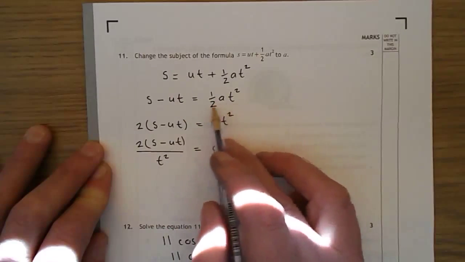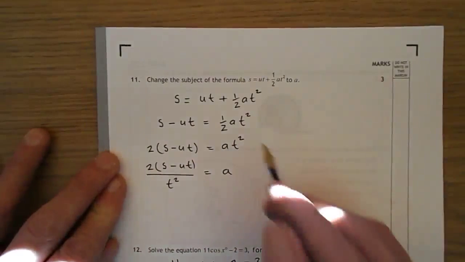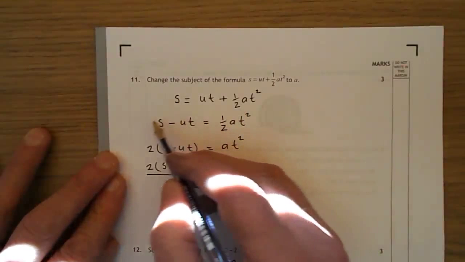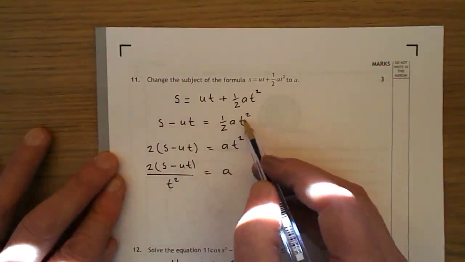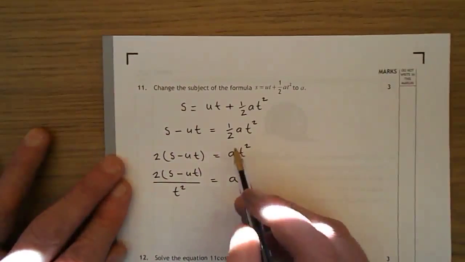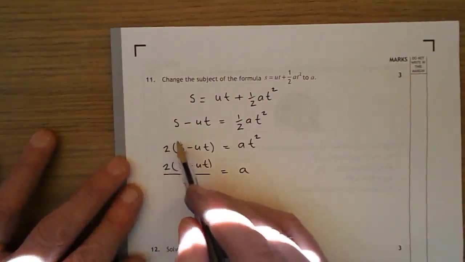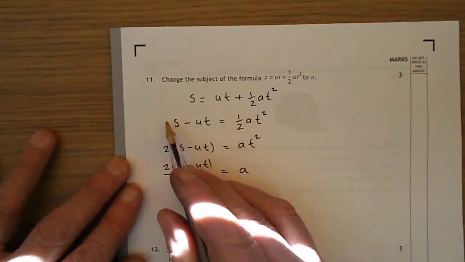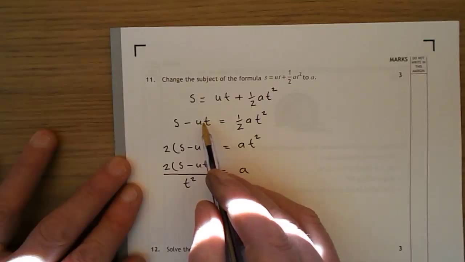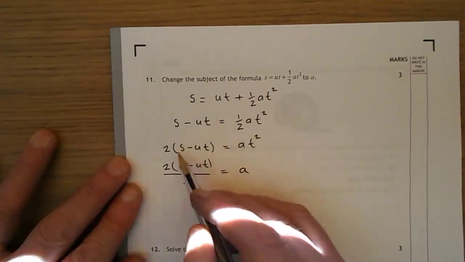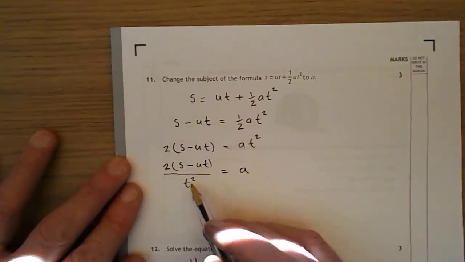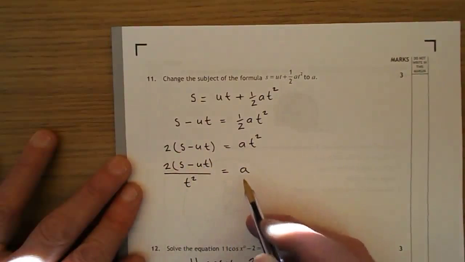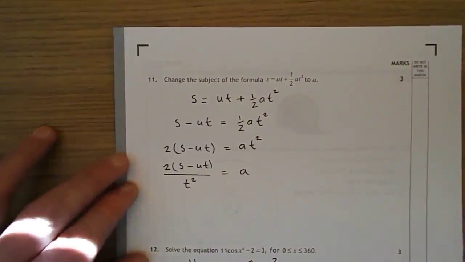So we've now got a half at squared. If things are in one big mass, then things move diagonally like that. The 2 goes up to there, and the t squared goes down. So the 2 goes up, put that in a bracket, times by 2, that's how you write that. 2 times s take ut, put that in a bracket, take the t squared down, so it's 2 times s take ut, over t squared, and that's a.